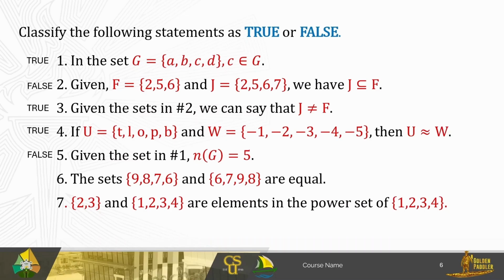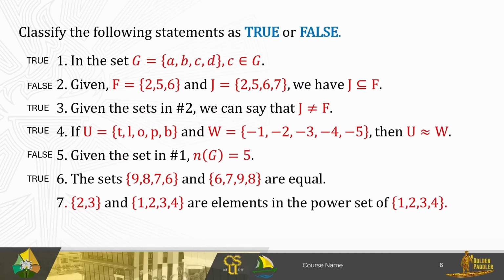The set containing 9, 8, 7, and 6, and the set containing 6, 7, 9, and 8 are equal. Is it true? Yes, because they have the same elements. We have 9, they both have 9, they both have 8, they both have 7, and they both have 6. No other elements. So therefore, they are equal. That is true.